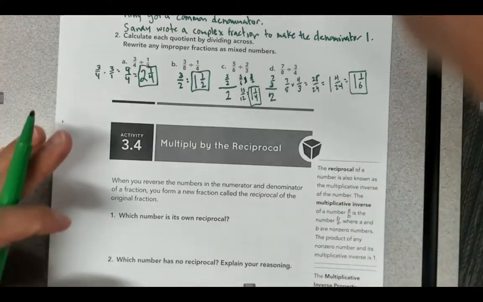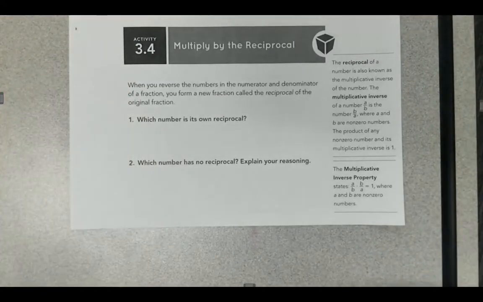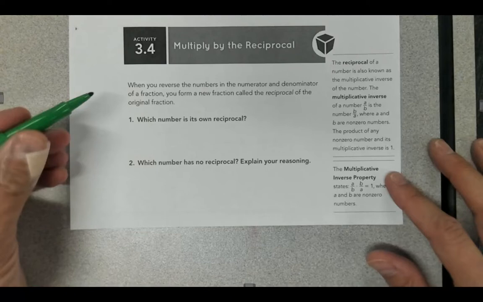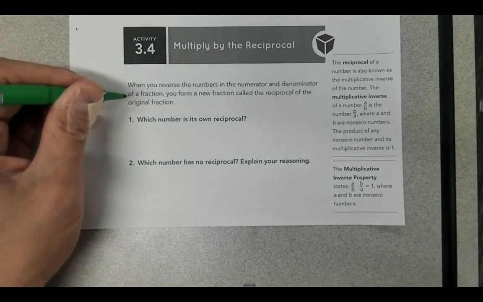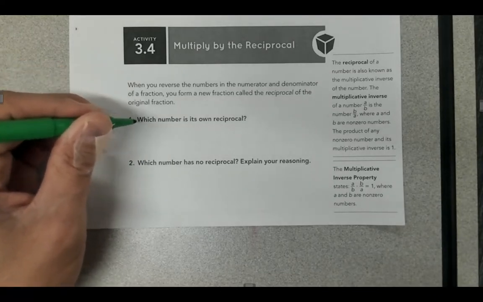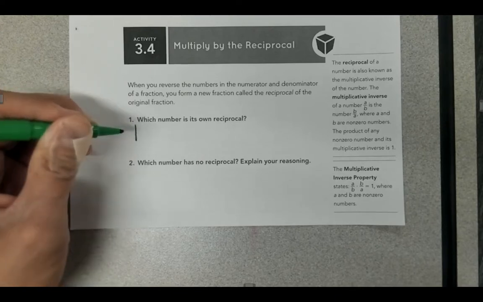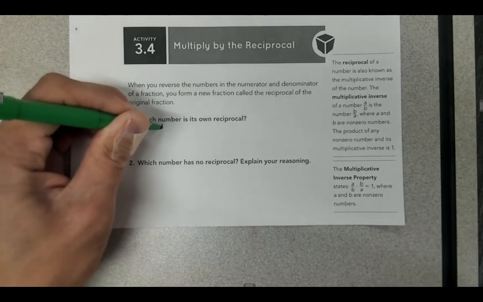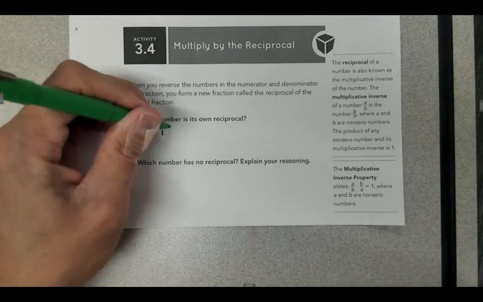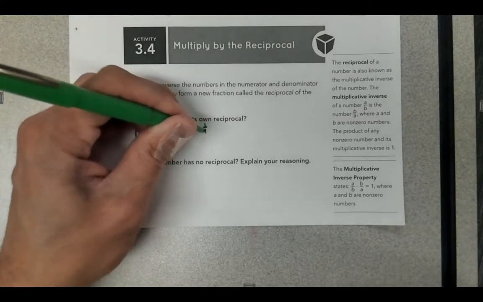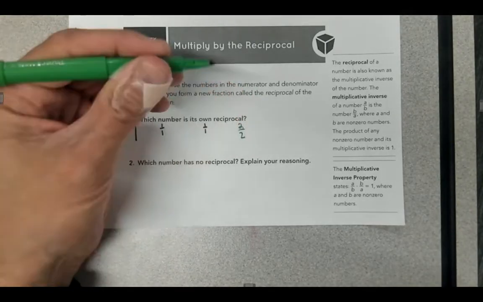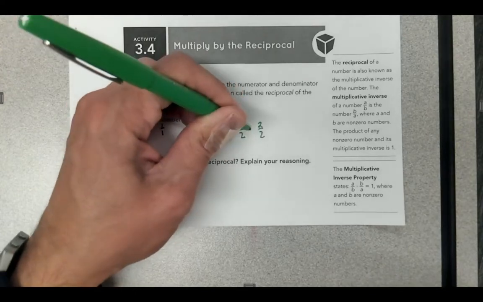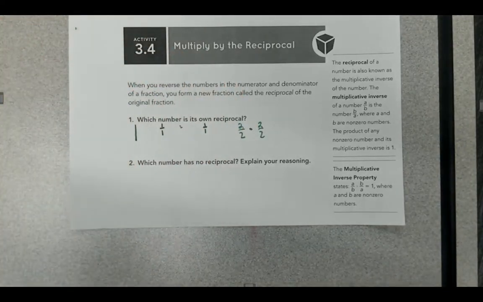Okay. Activity 3.4, multiply by the reciprocal, which is what we've been teaching you. When you reverse the numbers in the numerator and denominator of a fraction, you form a new fraction called the reciprocal of the original fraction. Which number is its own reciprocal? 1. Because 1 over 1 would be 1, and its reciprocal would be 1 over 1. Okay, you flip the 2, it'd be the same. The numerator and denominator are the same. It doesn't matter which one. If it's 2 over 2, my reciprocal is going to be 2 over 2. Okay? And so the reciprocal, it's its own.